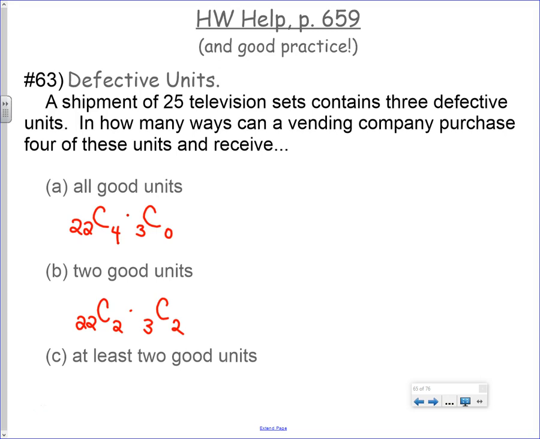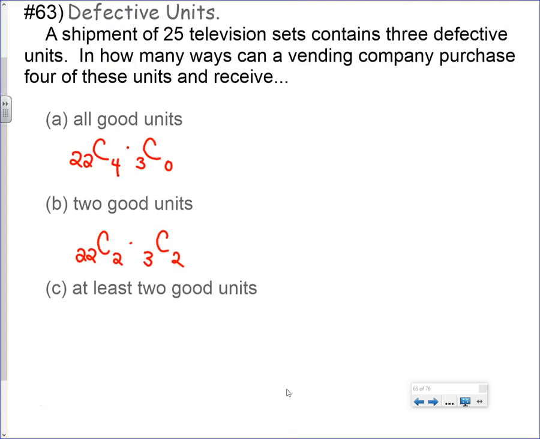The last one gets a lot harder. Why is it a lot harder? There are different possible ways that this could be true, right? What's one way you could get at least 2 good units? Yeah, having all 4 be good. So it could be 22C4. That's one way. Or 3 be good, so 22C3, and 1 be bad, so out of the 3 you get 1. Or, out of the 22, you get 2 good, and then out of the 3 you get 2 bad. So you have 2 good, 3 good, 4 good.